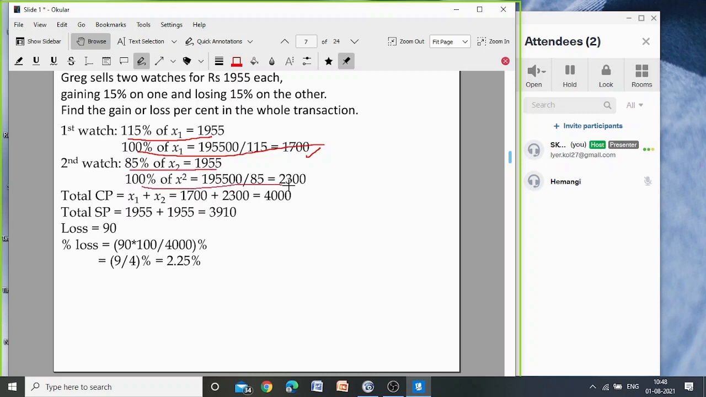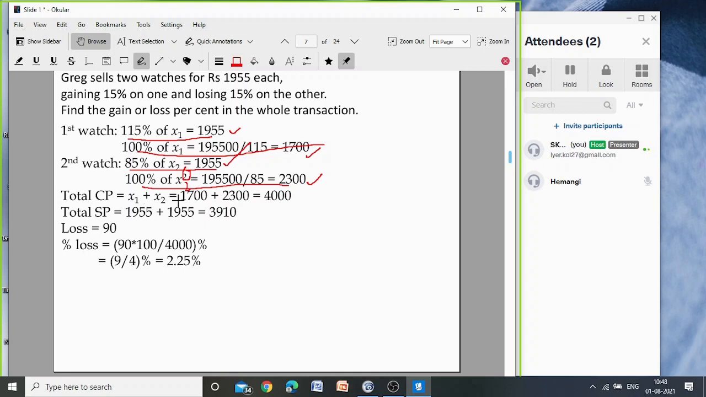Again, unitary method. Sorry, it should not be a square, it will be x2. It should be a subscript, x2. So when you gain, 115% is so much, what is 100%? And when you lose, 85% is so much, how much is 100%?